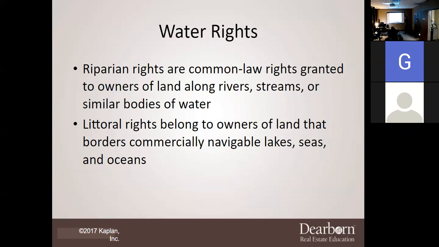So when you see the word riparian, what does a river do? It flows, it moves. What does a lake do? Stay stagnant, okay? So when you see riparian, you need to know that it is a moving stream. It's a river, okay? While littoral rights are going to be for a lake, okay? Yes, most lakes go into rivers, okay? But you're talking about the lake. So in this situation with riparian rights, there are common law rights that are granted to owners by lakes or by land along rivers, streams, or similar bodies of water. Littoral rights belong to owners of land that borders commercially navigable lakes, seas, and oceans. Okay? They don't really talk about oceans and seas. All right, y'all? They talk simply about lakes and rivers. That's what most of the questions are. That's why I want you to know that. That's why I'm putting that key there.